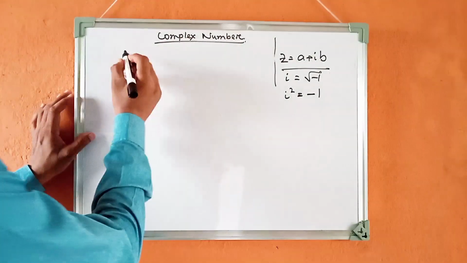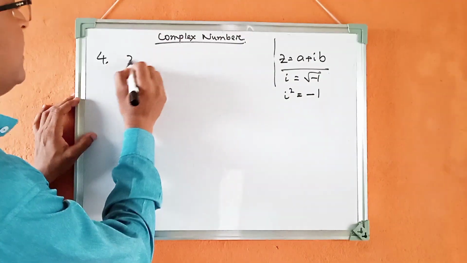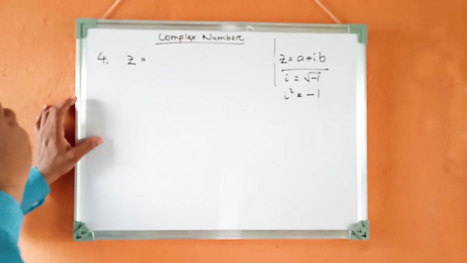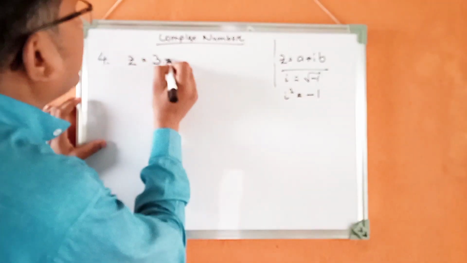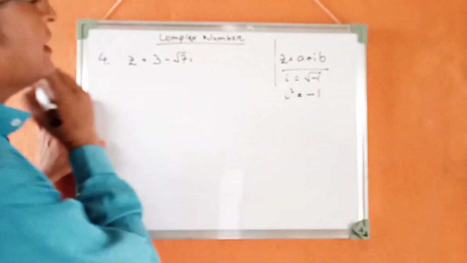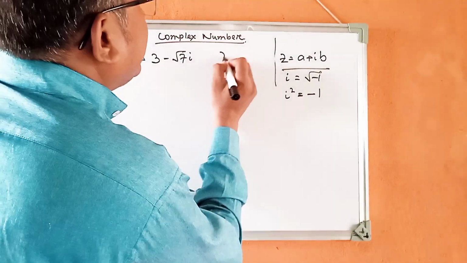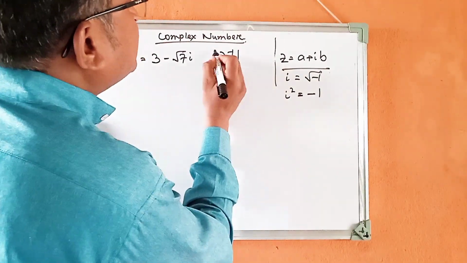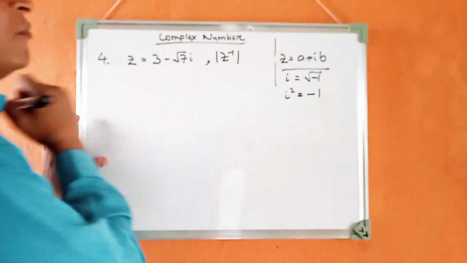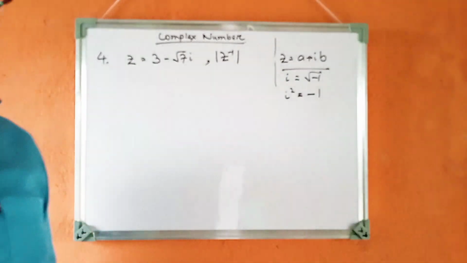Example number 4. Okay, here is given z is equal to 3 minus root over 7i. Find mod of z inverse. Okay, see how to find.